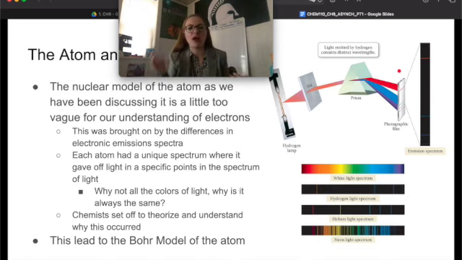That's interesting. Why isn't it this way? Well, chemists set off, they said, we're going to figure this out. We're going to come up with a model of the atom to explain why this happens, right? Because in here, if this is just hydrogen gas, the only thing that's in there are hydrogen atoms. And the only thing that's producing all of these colors at the edge and onto our film to create our emission spectrum are hydrogen atoms. So there must be something going on with our atom that's causing this. So this led us to the Bohr model of the atom.